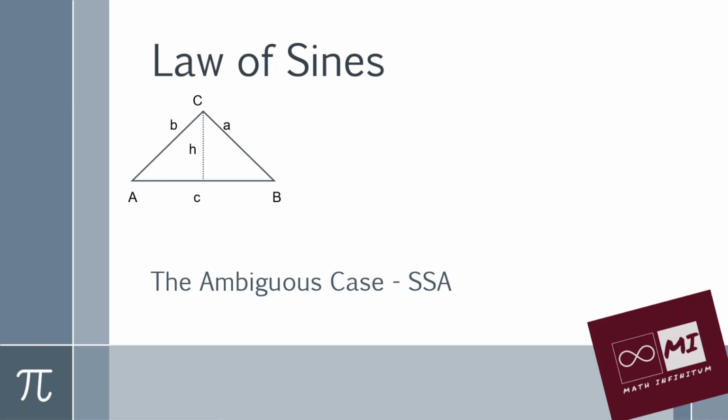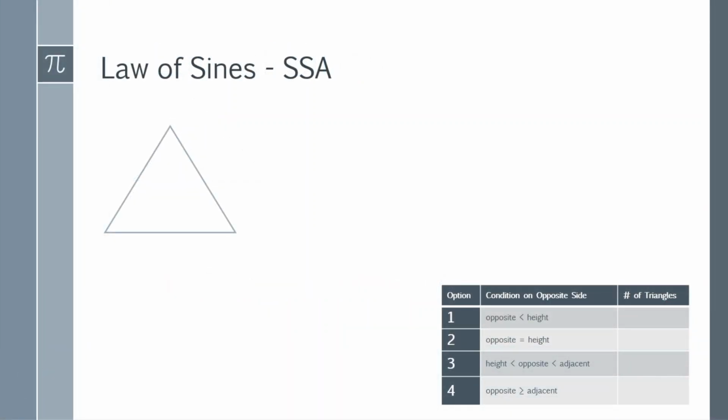Today we're going to be looking at the law of sines again. And in particular, we're going to be looking at what is called the ambiguous case. In this case, we're given side-side angle. So let's take a look at what that means.